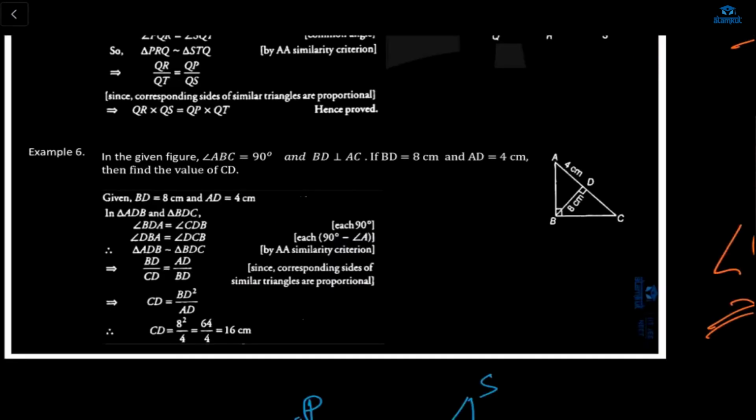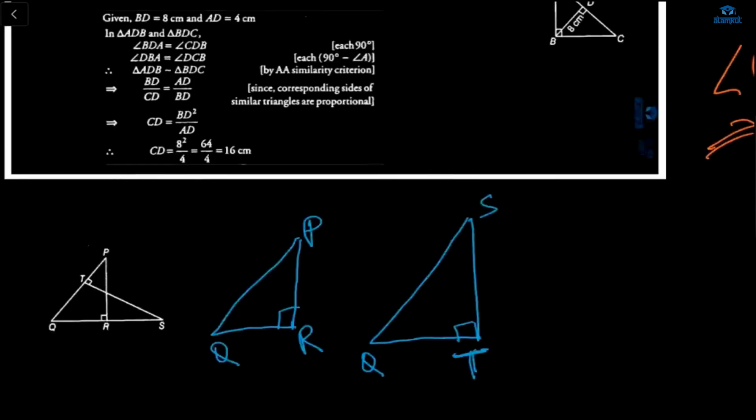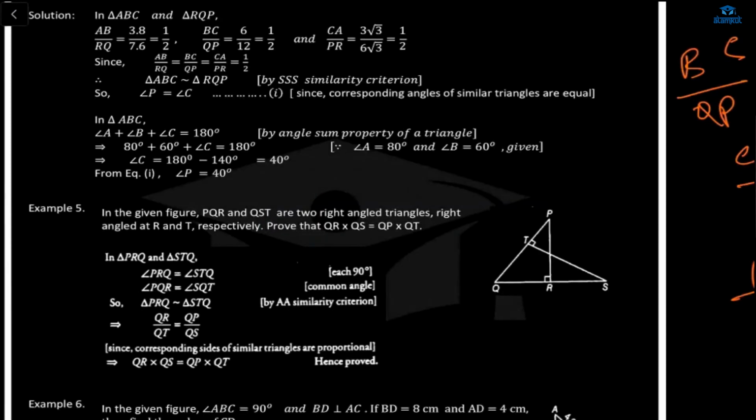Now, what is the complete question? Let's understand. In the given figure, PQR and QST are two right angle triangles, right angle at R and T respectively. Now you have to prove that QR multiplied by QS is equal to QP into QP.